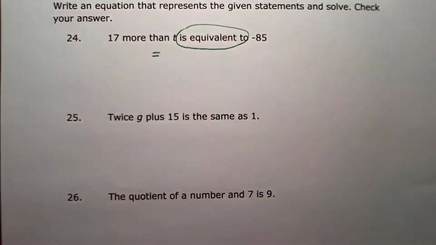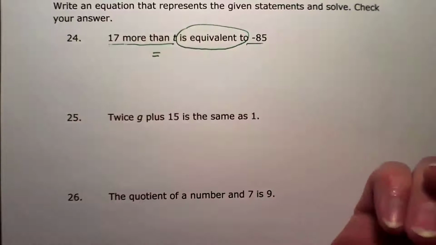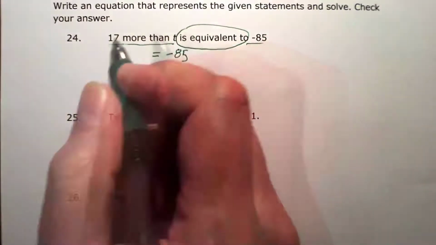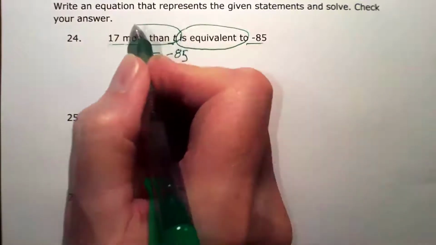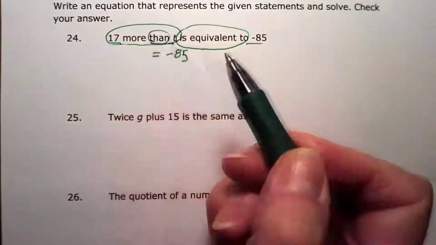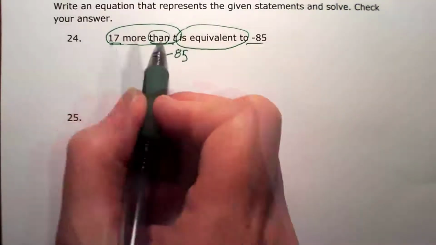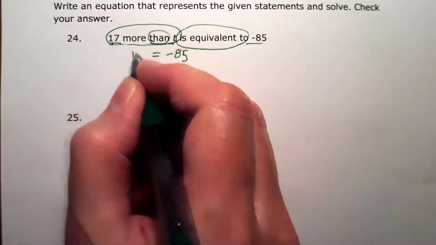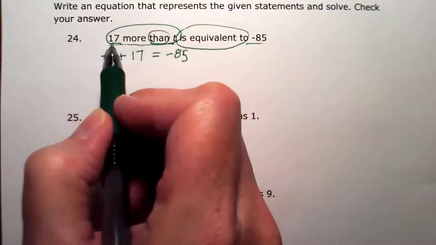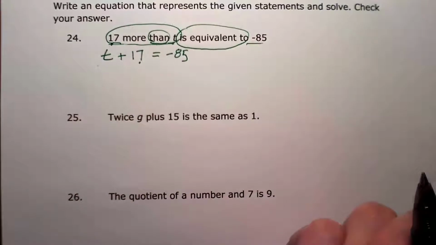Then I look at what is on the left side of the equation and what's on the right side. The right side's easy, it's just negative 85. 17 more than t. If you remember from the translating videos we've done, or in class, the word than is key, that you have to change the order. 17 is more than t. So even though 17 appears first, you write it second because it is more than t. So that's writing the equation.